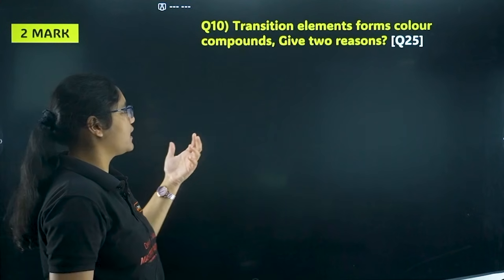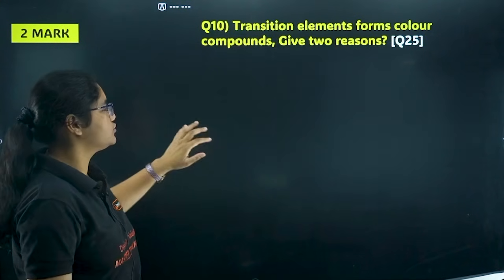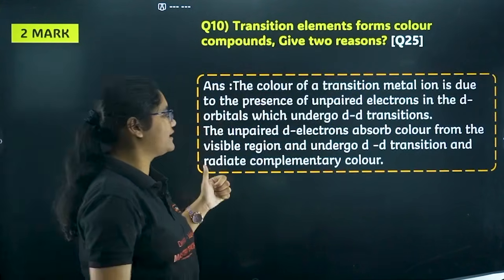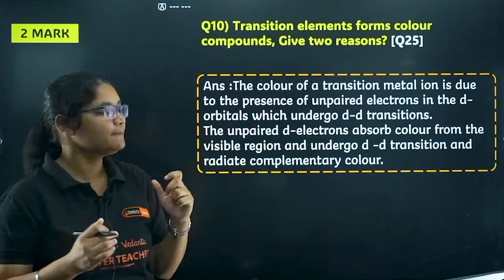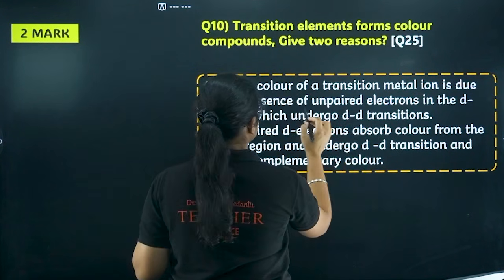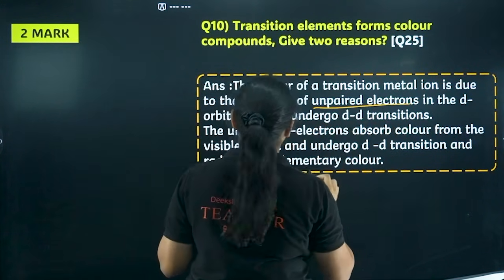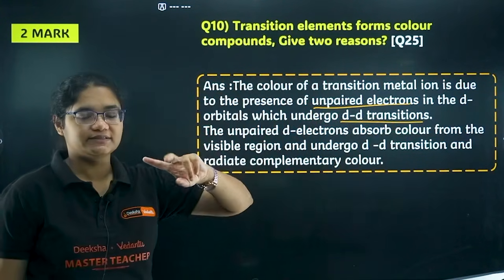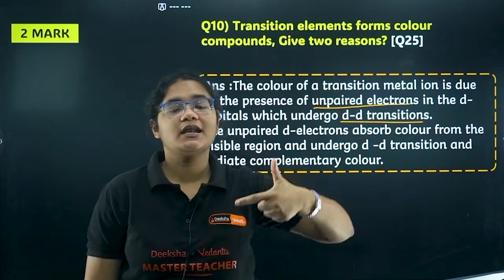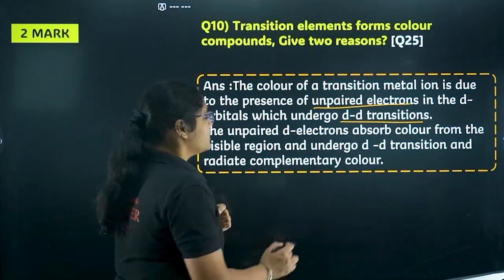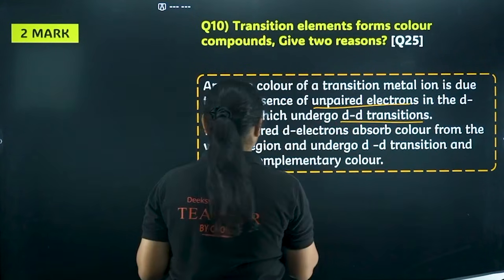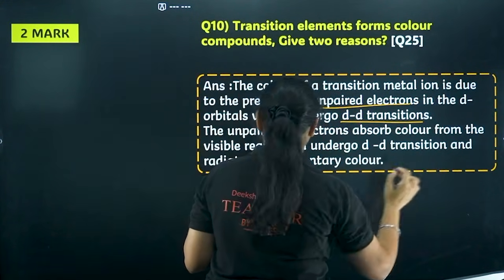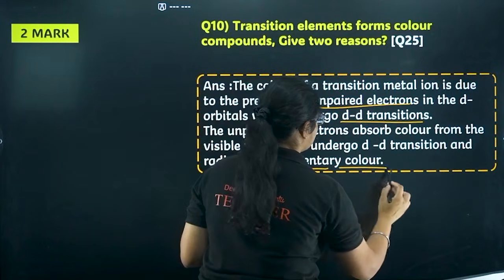Transition elements form colored compounds, give 2 reasons. So first of all, you have to understand that the color of the transition elements is due to the presence of unpaired electrons in the orbitals which undergo d-d transition. These are the 2 reasons: there are unpaired electrons and they can undergo d-d transition. The unpaired d electrons absorb color from the visible region, undergo d-d transition and radiate the complementary color.